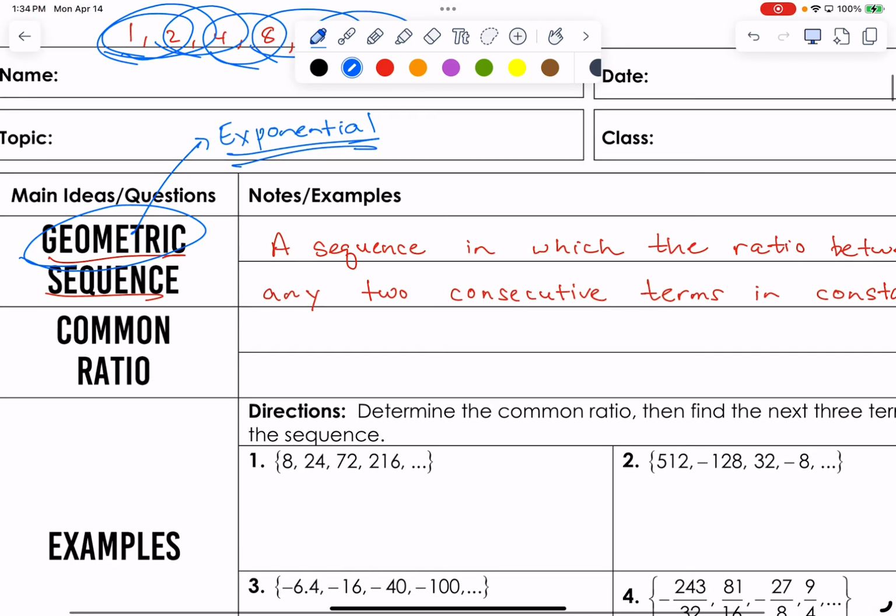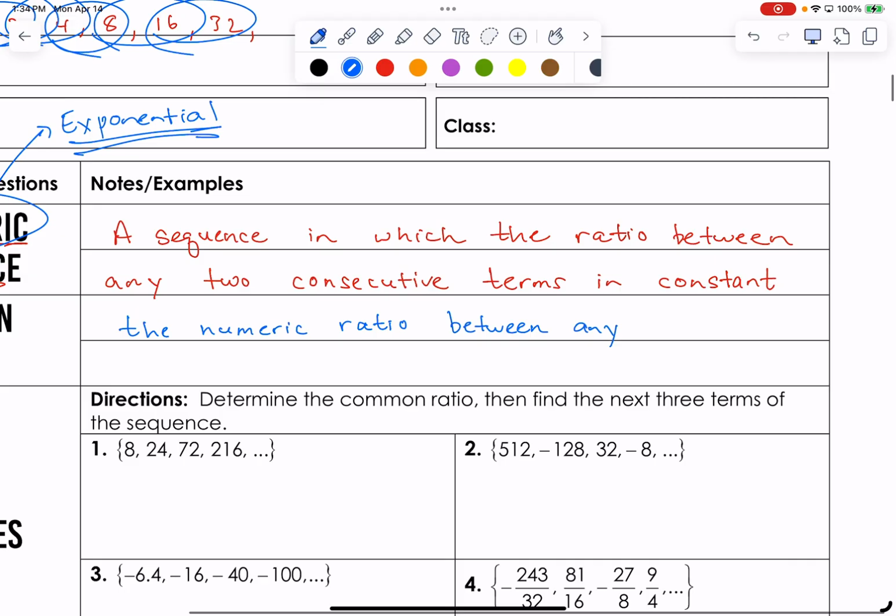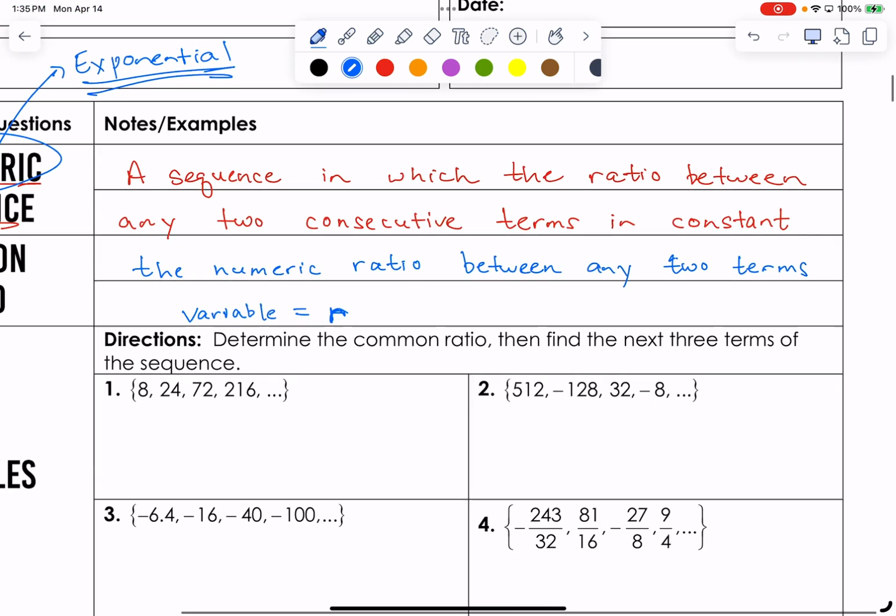The common ratio is the numeric ratio between any two terms. That's what we just did. Divide a term by the previous. And we call the variable that we use, what do we use for common difference? We use the what? A D. For common ratio, we'll use an R. We're going to use an R for common ratio.